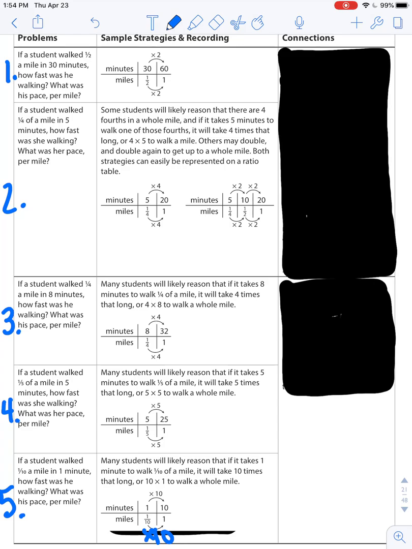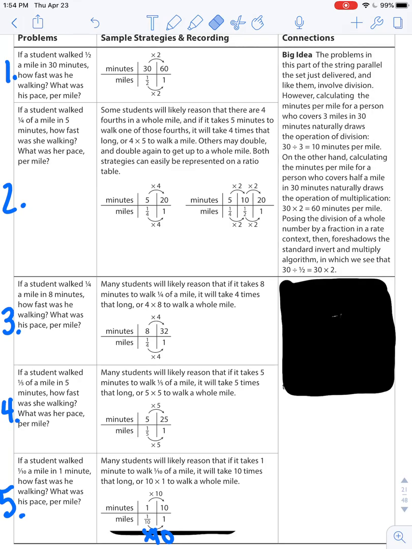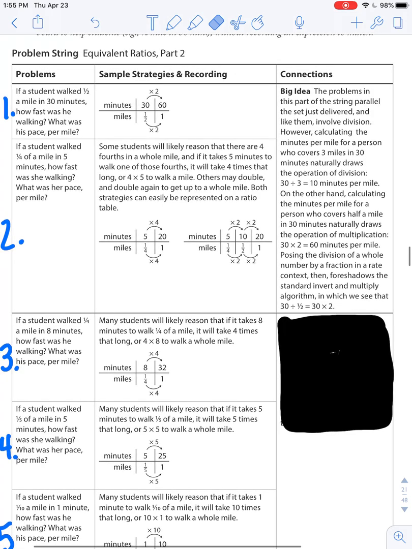They can cover the same amount of distance in less time than the other 4 students, so they are the fastest student. So this problem string is really similar to the one that you did before, only this time when we work with the fractions, we have to multiply instead of using that division. Both show you, though, how you could use ratios to solve these problems.